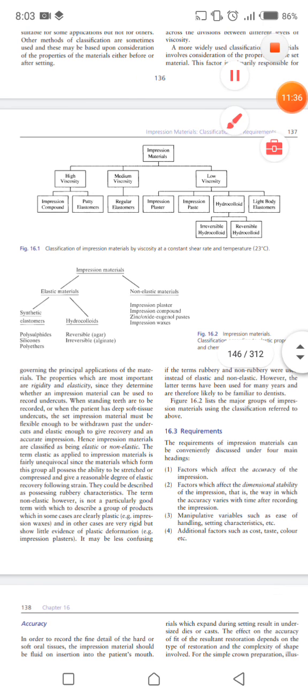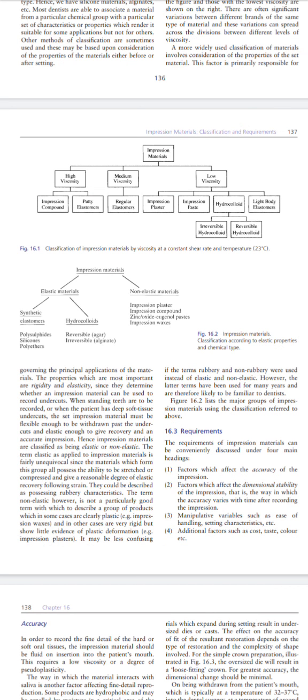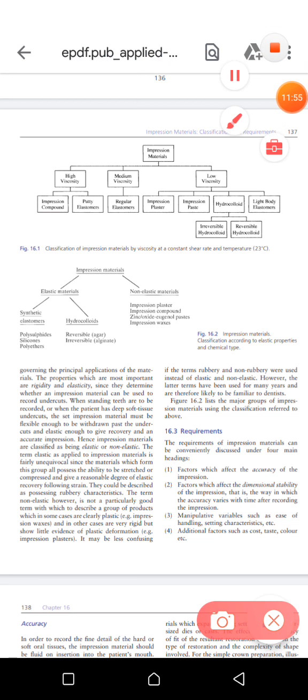And then we have the properties. Okay, we have discussed the properties. The flexible part is obviously the elastic impression materials, and the non-flexible or rigid part is the non-elastic impression materials. So there are elastic and non-elastic impression materials. Okay, you can differentiate in this. And then skip all and come here to requirements.